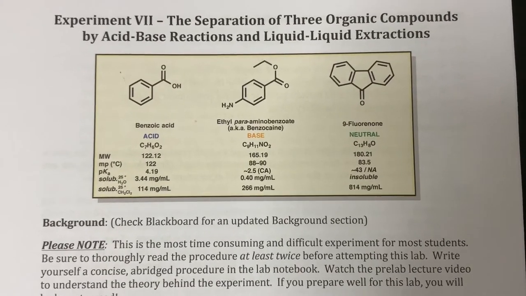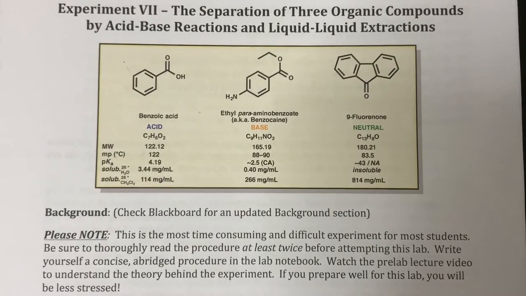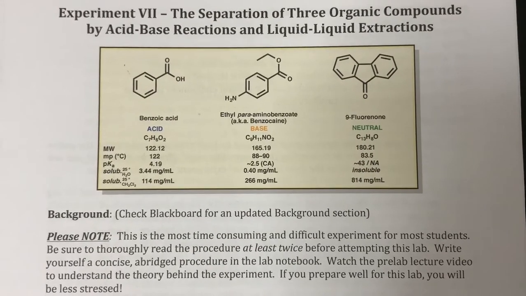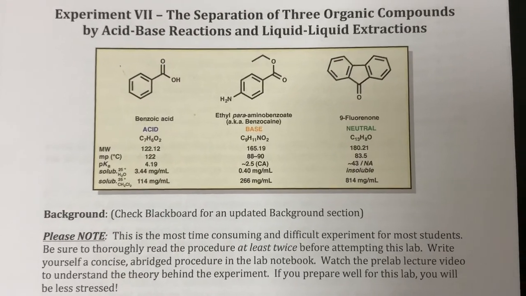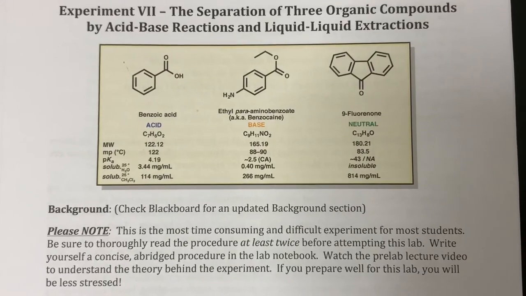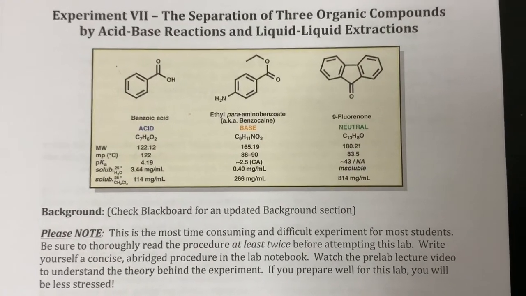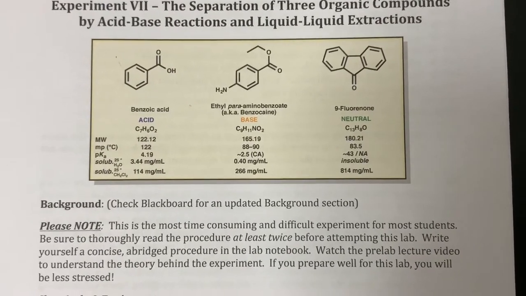So just briefly to state, we are going to separate benzocaine by isolating it as its hydrogen chloride salt. And at that particular pH, benzoic acid and 9-fluorenone will be more soluble in the organic layer. So we'll remove the aqueous layer and isolate benzocaine that way.